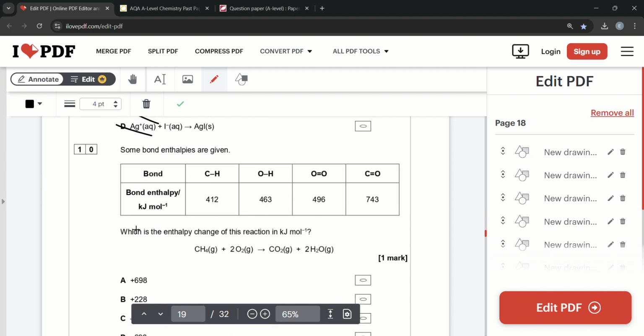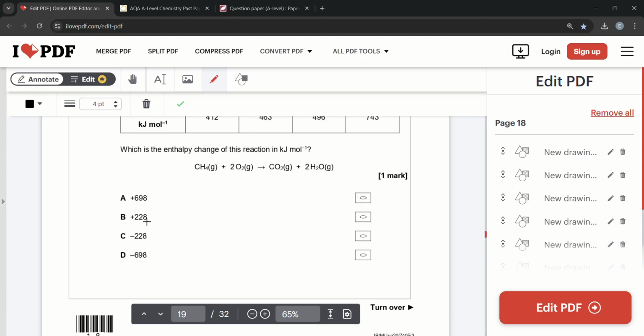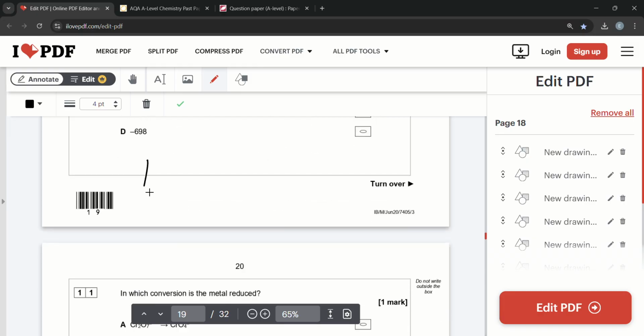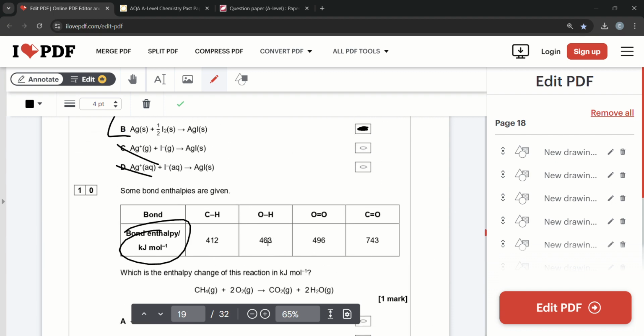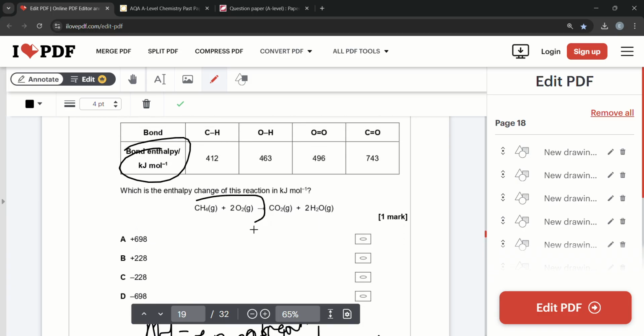What was the enthalpy change of this reaction in kilojoules per mole? Well, we're given bond enthalpies, so we're going to use delta H equals energy required to break bonds minus energy released, however you like to help you learn it off by heart. Basically all we're doing is finding the energy required to break bonds, and then minus the energy released when new bonds are formed.